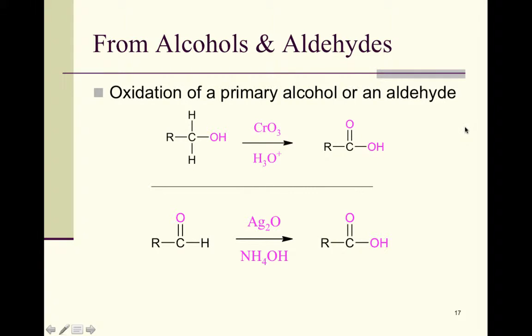Carboxylic acids can be prepared from alcohols and aldehydes under oxidation. These are reactions that we saw earlier in the semester. This is a primary alcohol undergoing strong oxidation, and it forms a carboxylic acid. An aldehyde undergoing oxidation also forms a carboxylic acid.